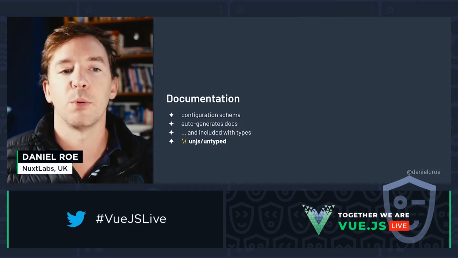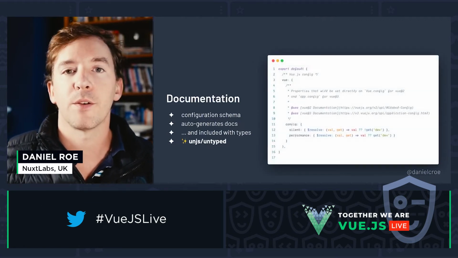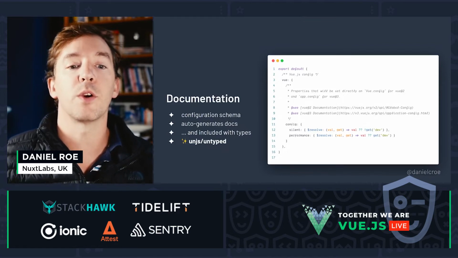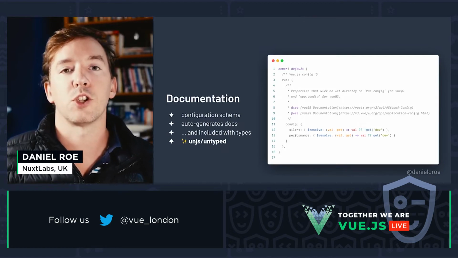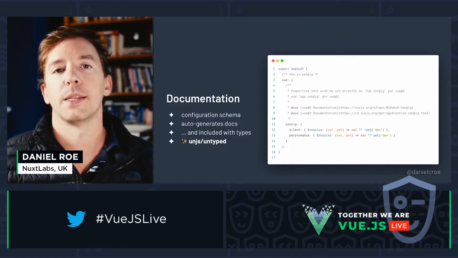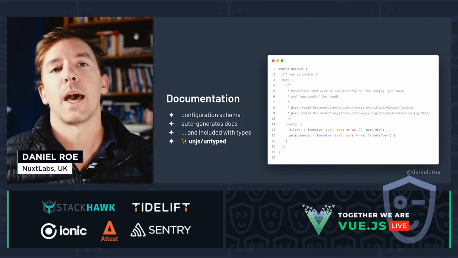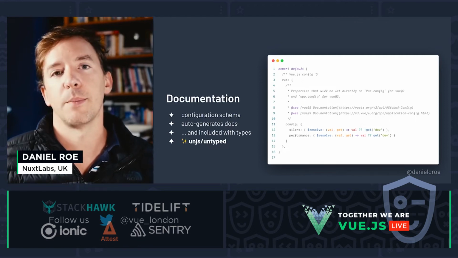So here's an example. This is a possible schema for a configuration item. This is the Vue config itself that will be used in a Nuxt app. And these are just two particular properties that I've pulled out: whether or not the app is in silent mode, which is typically what you want in production, and whether it has performance tracing involved, which is typically something you only want in development.